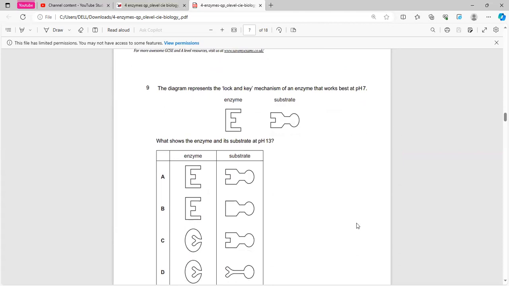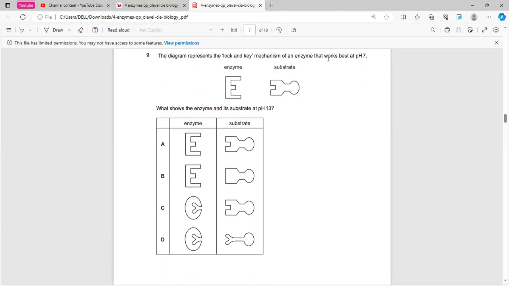In question number 9, they say that an enzyme works best at pH 7. What will be its shape at pH 13? You need to know that the enzyme will be denatured at this pH. However, the critical concept is that the substrate will not be denatured at this pH.